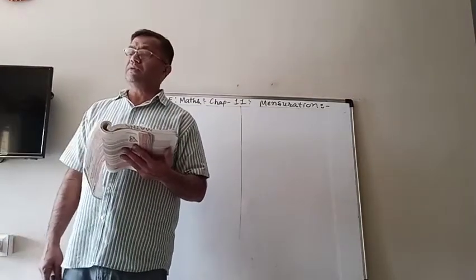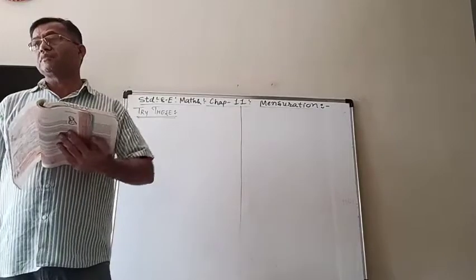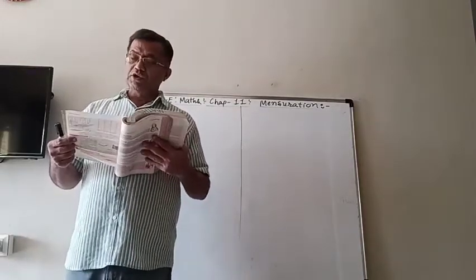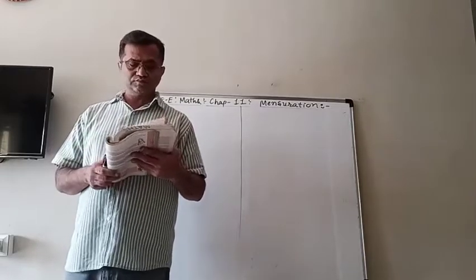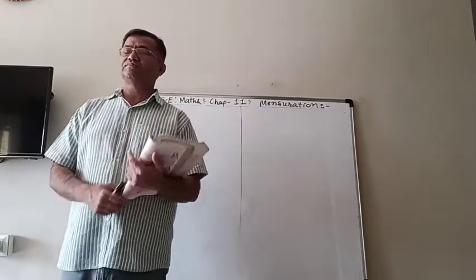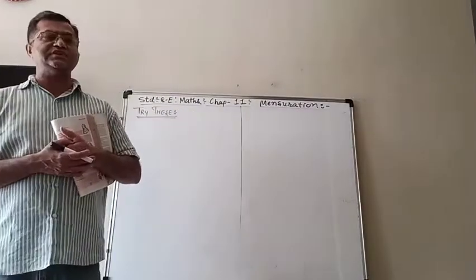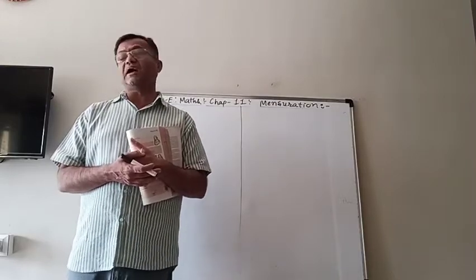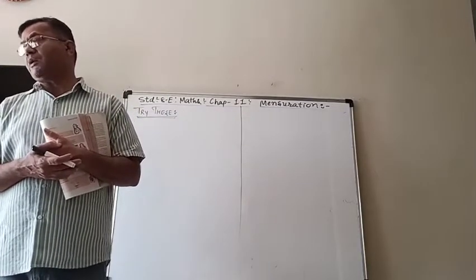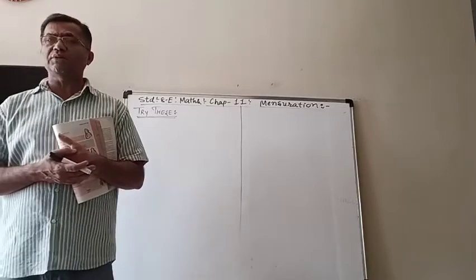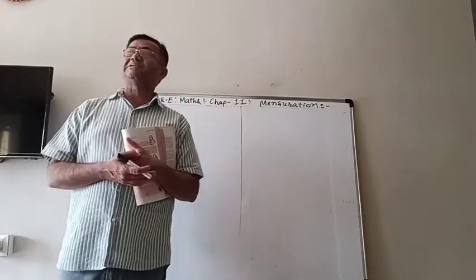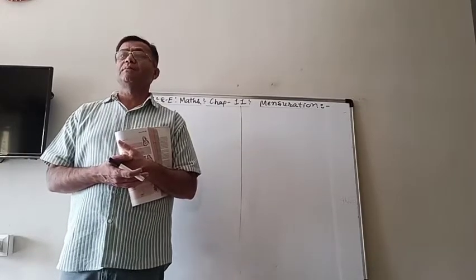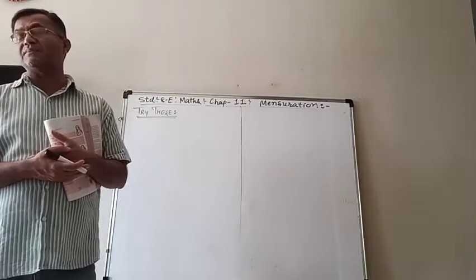what is the volume and what are the formulas to find the volumes of cube and cuboid. We know that a cuboid has three dimensions that are length, breadth and height. So volume of the cuboid is given by the formula L multiplied by B multiplied by H. That is length multiplied by breadth multiplied by height.